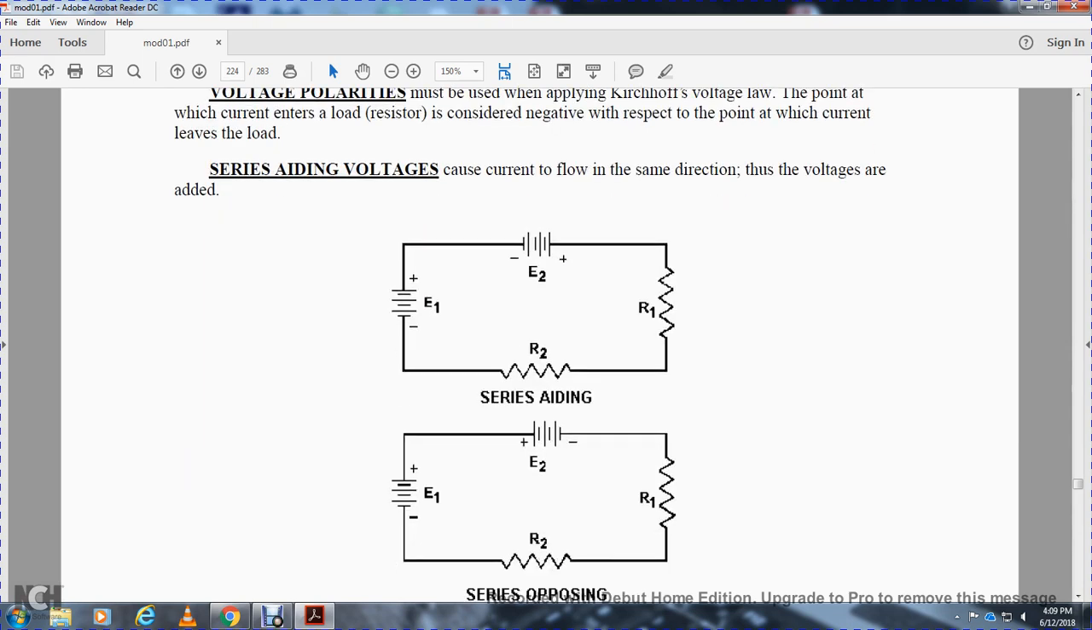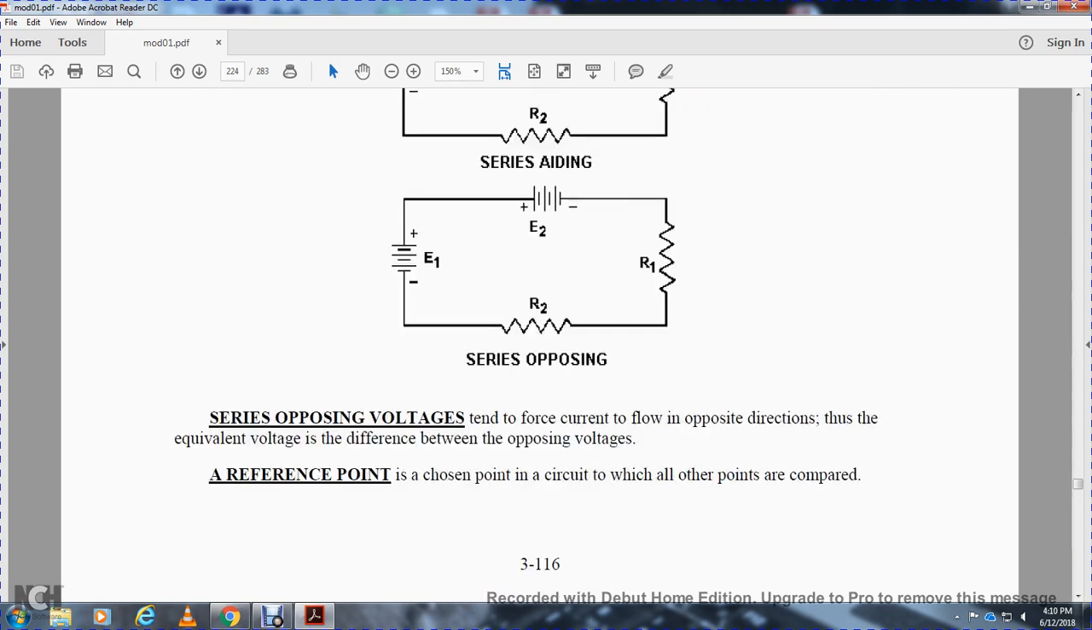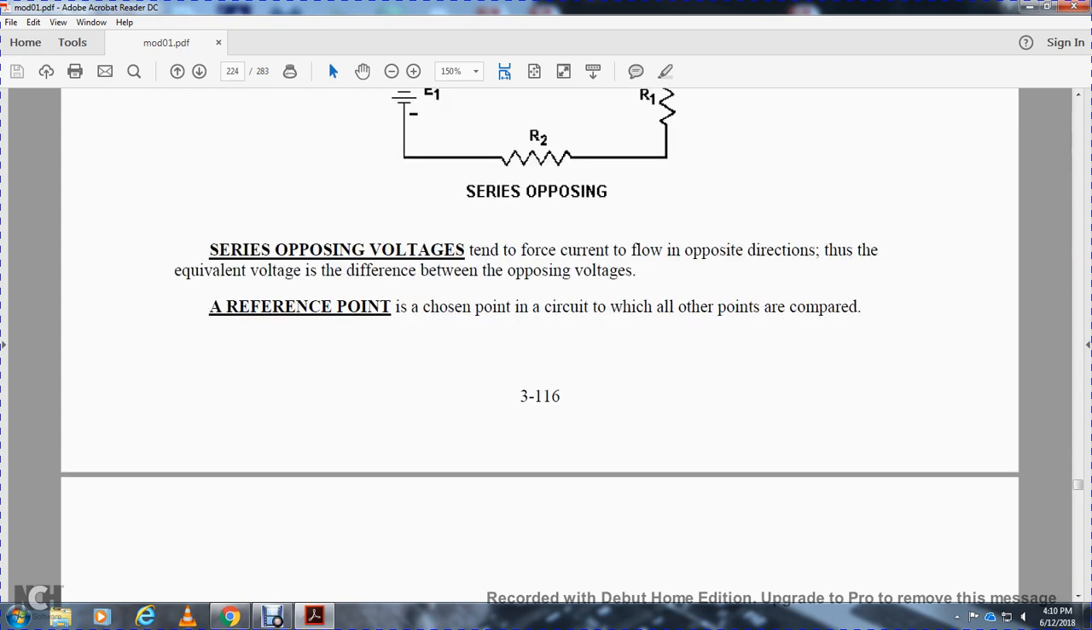Series opposing means the batteries are connected positive to positive and negative to negative. Series opposing voltages tend to force the current to flow in opposite directions, so the equivalent voltage is the difference between the opposing voltages. A reference is chosen, a point in the circuit with which all other points are compared.